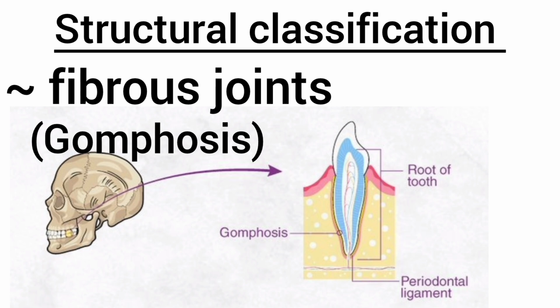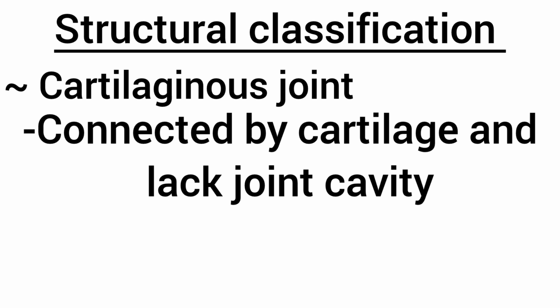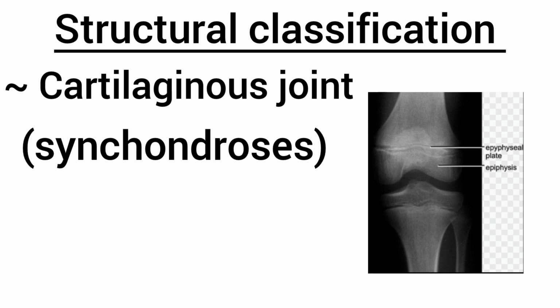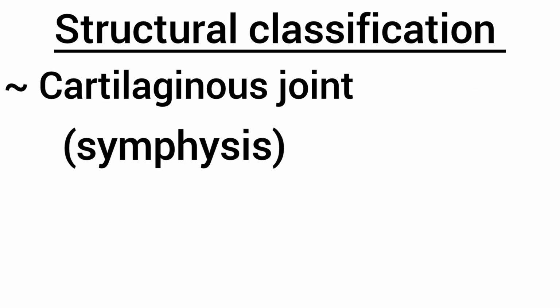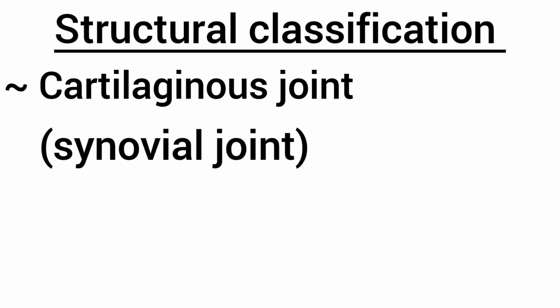B. Cartilaginous joints. These joints are connected entirely by cartilage and also lack a joint cavity. They are slightly movable, and examples include synchondrosis, which are bones united by hyaline cartilage, such as the epiphyseal plate in growing children. Then symphysis, which are bones connected by fibrocartilage, such as the pubic symphysis.